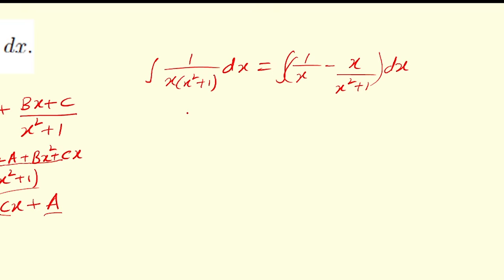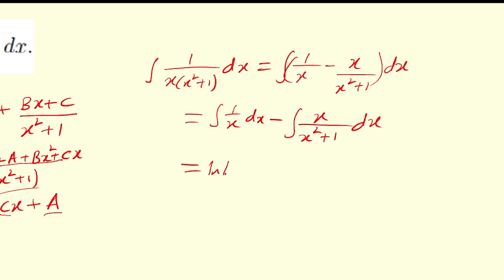Then from the integration property we know that this is the integral of 1 over x dx minus the integral of x over x squared plus 1 dx. Simply, you have to remember the integral of 1 over x. It is a basic function, that is ln of absolute value of x, minus the integral of x over x squared plus 1 dx. We have to find this integral.